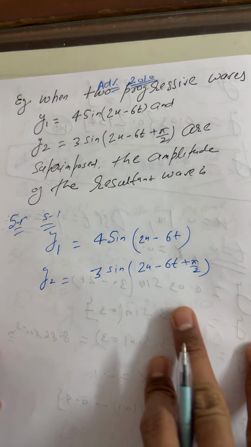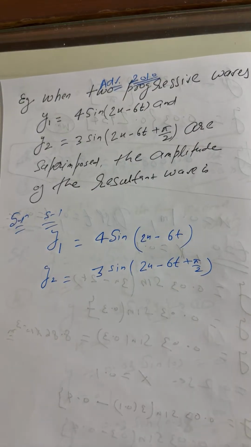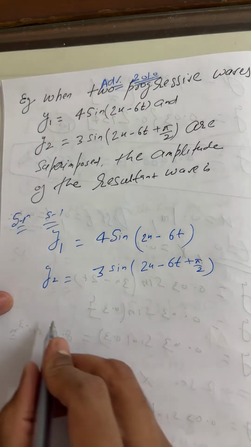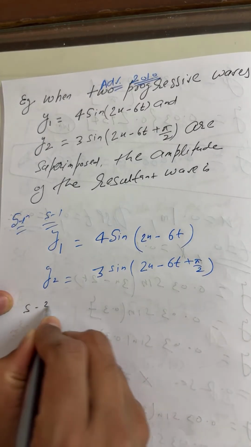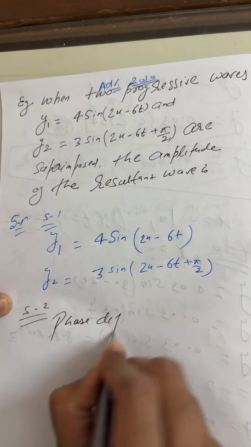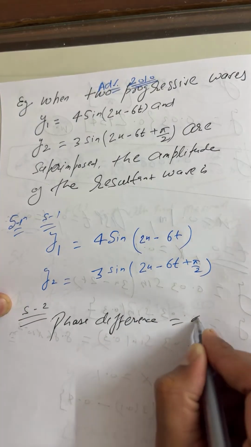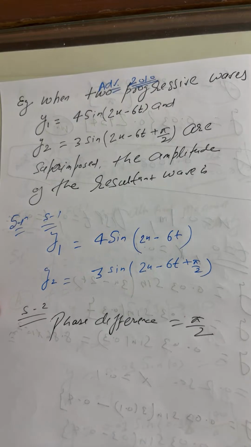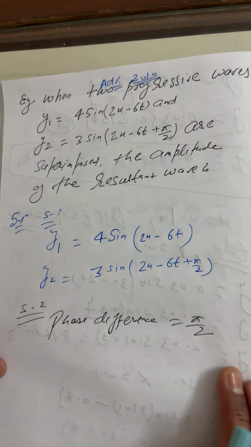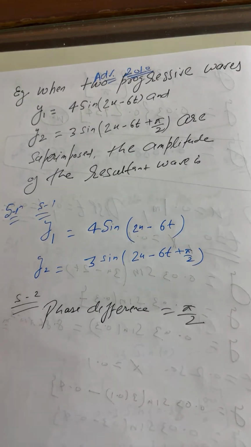Now, first you must know what is the phase difference between two waves. In step 2, write the phase difference. That is pi by 2.